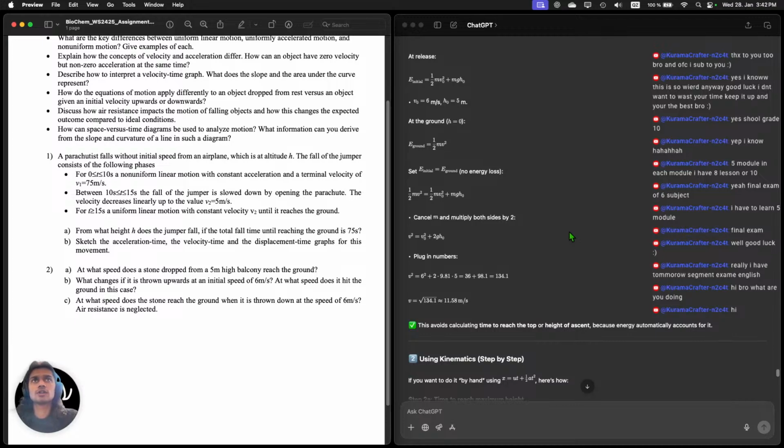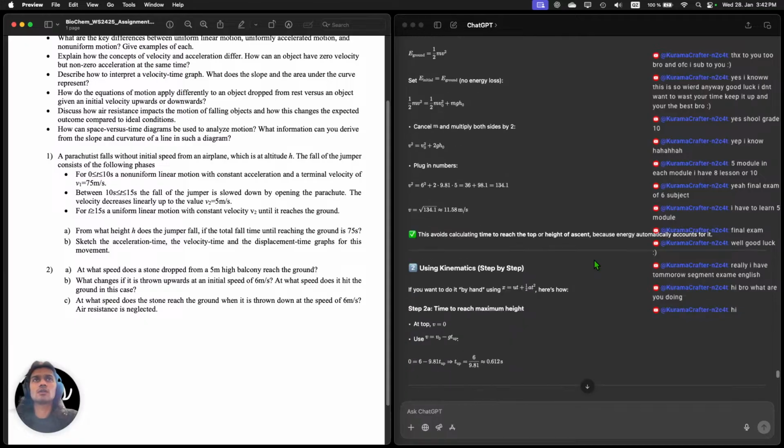This avoids calculating time to reach top or height of ascent because energy automatically accounts for it. V0 squared plus root of 2gh. I don't know, that equation feels a bit off. If you want to do it by hand, here's how. At top, v is equal to 0.